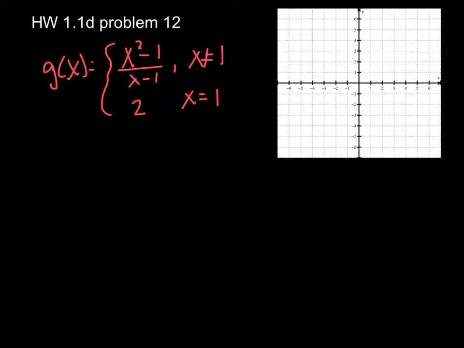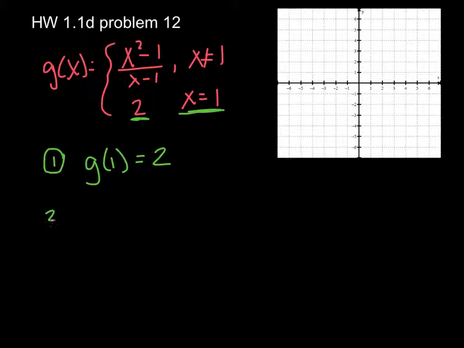Problem 12 asks us to use the three conditions of continuity to determine if g of x is continuous at x equals 1. So the first condition would have to be that g of 1 exists, and in this case g of 1 exists or is defined to be 2. So at x equals 1, y is 2.